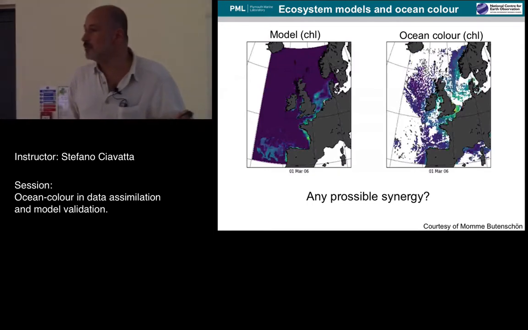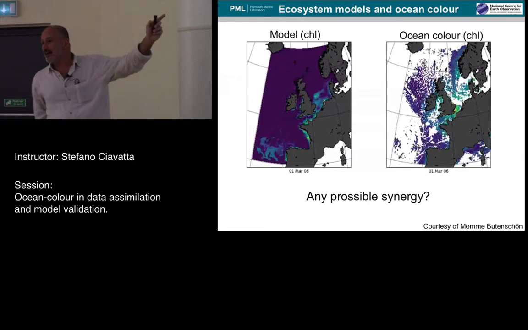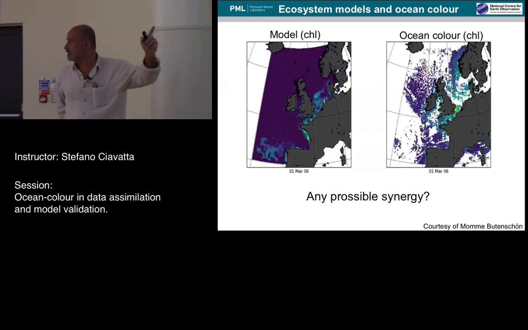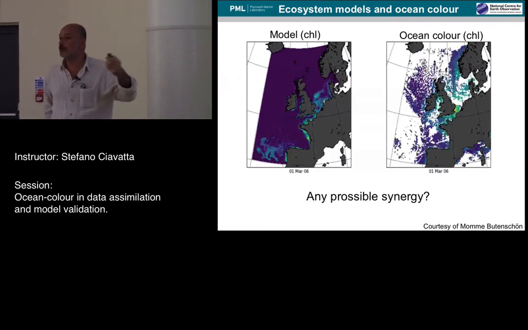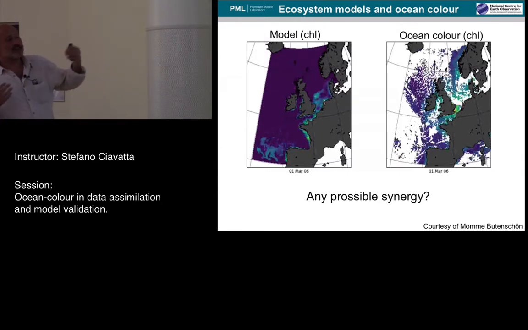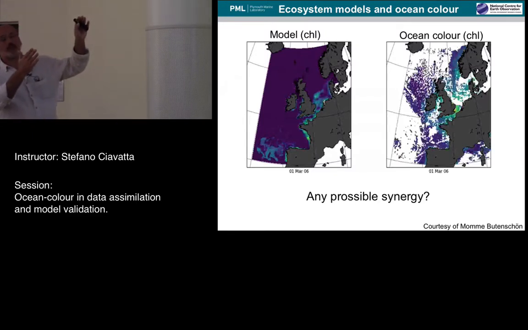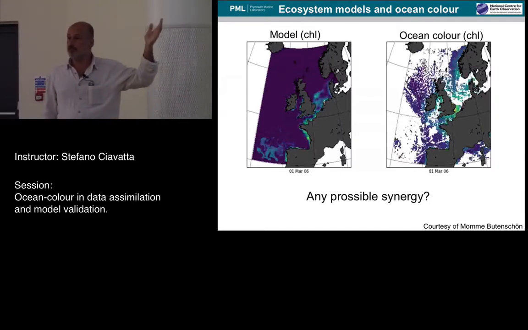This should have been a movie. It's not. But on the left, we have a model output. On the right, we have an image of ocean color. This should be imagery progressing day by day through a 10-year simulation that we have run. So we have the same kind of information here, surface chlorophyll in the Northeast Atlantic. But we can see that these two pieces of information are quite different.